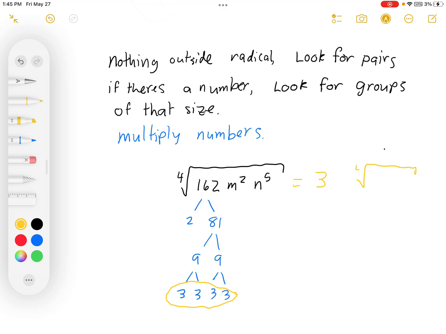What stays inside the radical? The 2. It doesn't have a pair. M squared also has to stay inside the radical because there's only 2 m's. That means we don't have a group of 4. However, we have a group of 4 n's. So there's going to be 1 n here. However, there's going to be 1 n left over because there's only 5. So that's going to stay on the inside.